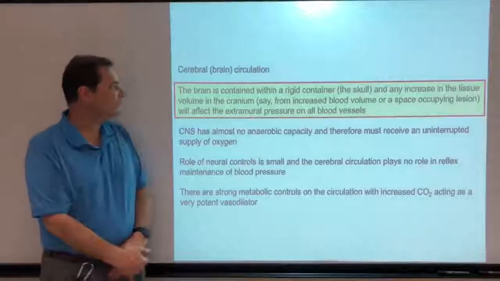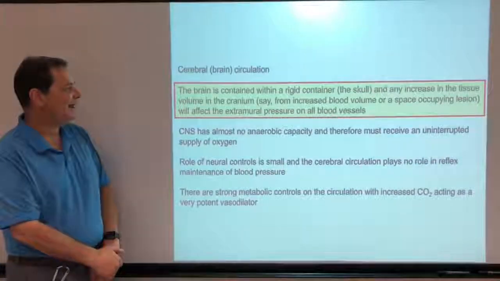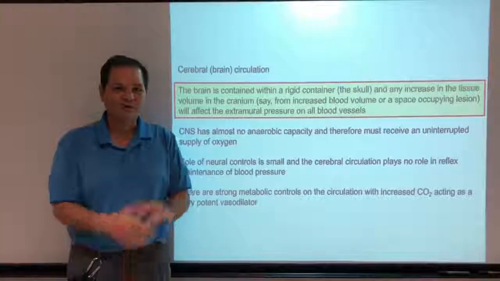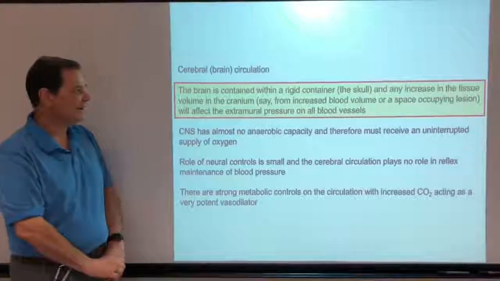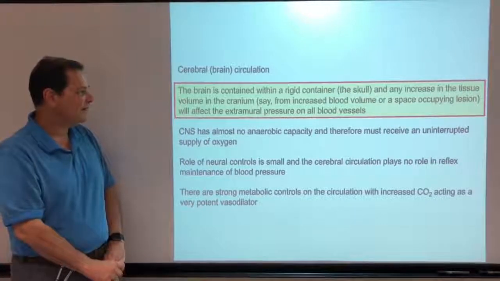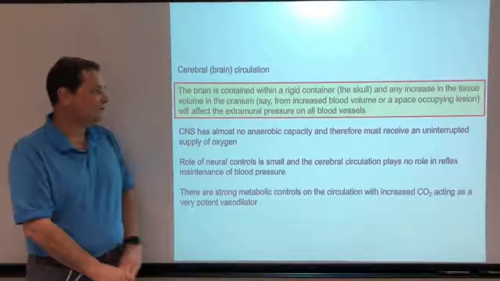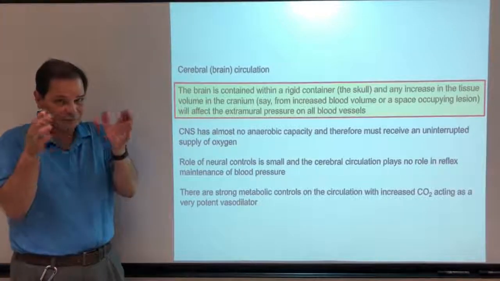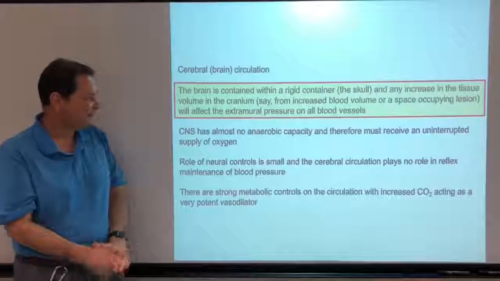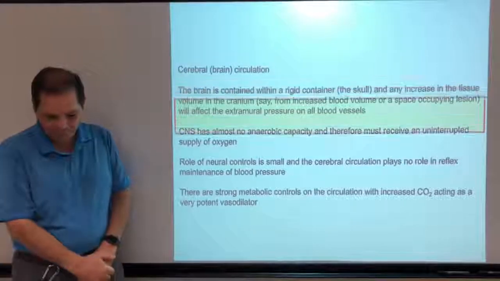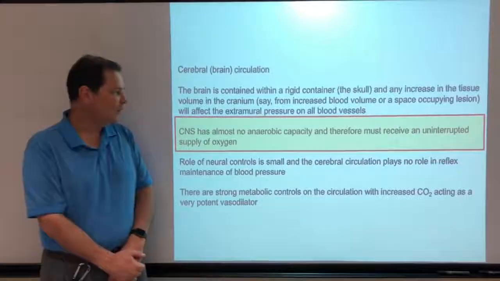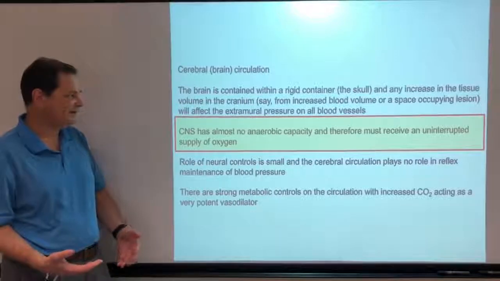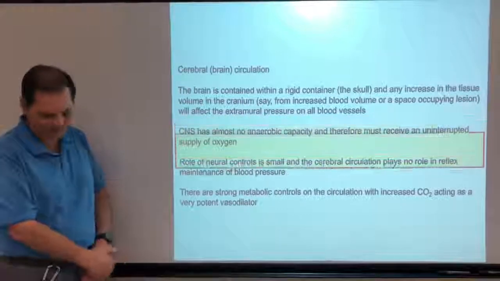Okay. Let's talk a little bit about the brain. It's contained within a rigid container, and so any increase in the volume of the tissue is going to impinge upon the blood vessels and increase the pressure, and that's going to affect your blood pressure. If you have a space-occupying lesion, you can restrict flow because you've impinged down upon the vessels, something to bear in mind. The CNS has almost no anaerobic capacity, and so blood flow is very important to make sure that it continues to your brain, and your body does its best to make sure that happens.